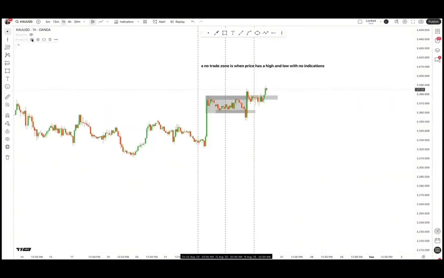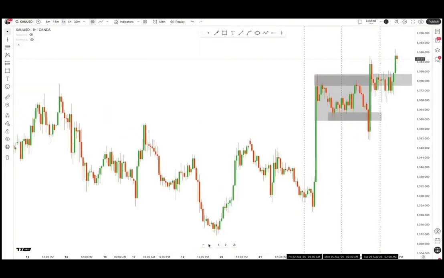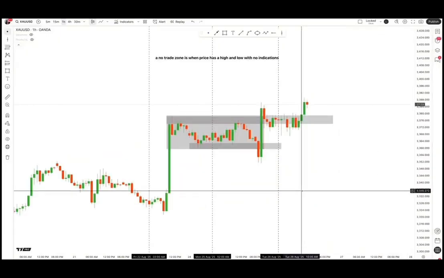But anyways, turn that on, and just based off of what you see, mark up your swing highs and swing lows, or even test yourself. Mark up your swing highs and lows, and then turn it on and see if you're right.